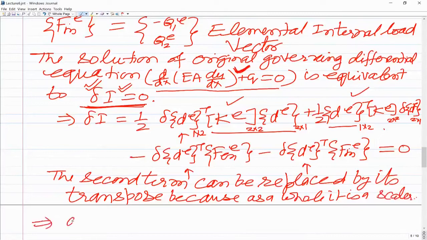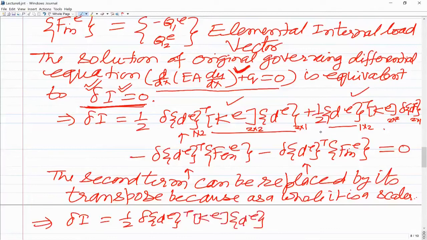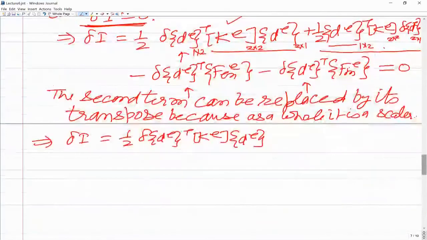So if we do that, I can write delta I equal to half the first term as it is, delta of d transpose into Ke into de. So that remains as it is. The second term I am going to replace by its transpose. This is a product of three matrices. If you have a product of three matrices ABC, then ABC whole transpose would become C transpose, B transpose, A transpose. So the last matrix will come first, the intermediate stays in the intermediate location, and the first one will go to the last.